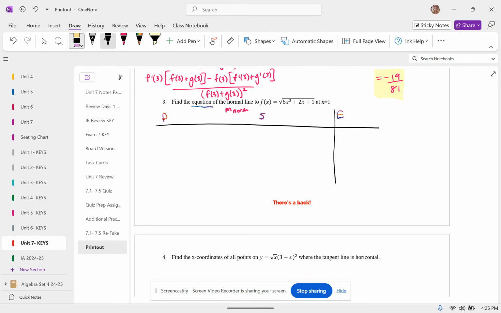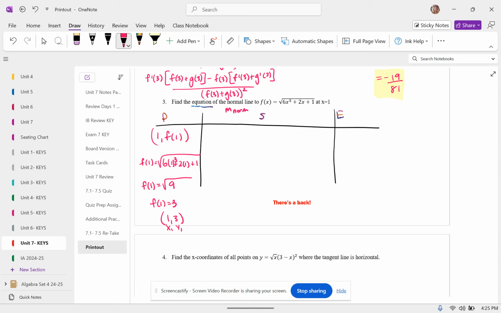Actually, I don't need all the space for the point. There we go. So the point is going to be when x equals 1, what is y? So I'm trying to find f of 1. F of 1 is going to be the square root of 6 times 1 cubed plus 2 times 1 plus 1. F of 1 is going to be the square root of 6 plus 2, which is 8, plus 1 is 9. F of 1 is equal to 3. So I now have (1, 3) as my point.